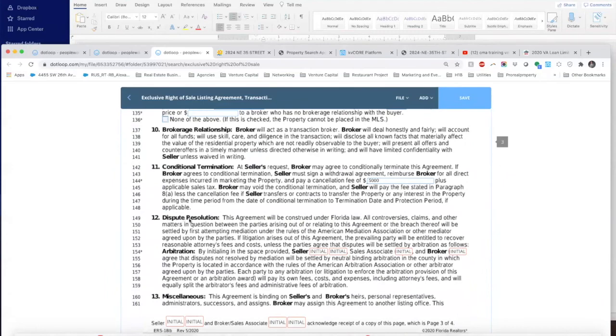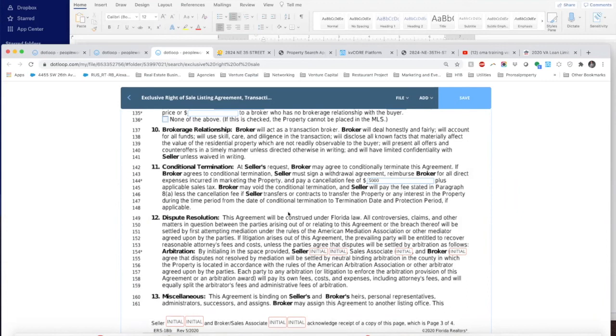Dispute resolution. This agreement will be construed under Florida law. All controversies, claims, and other matters in question between the parties arising out of or relating to this agreement or the breach will be settled by first attempting mediation. So first, it's going to be a mediation attempt. If litigation arises out of this agreement, the prevailing party will be entitled to recover reasonable attorney fees and costs, unless the parties agree that the dispute will be settled by arbitration as follows.